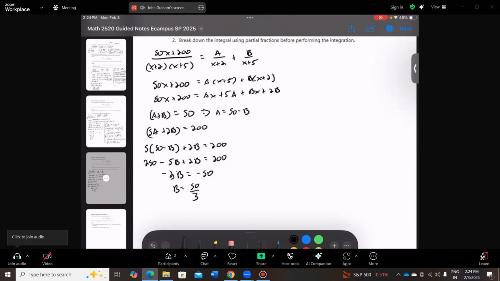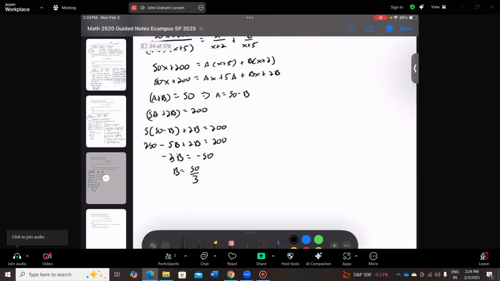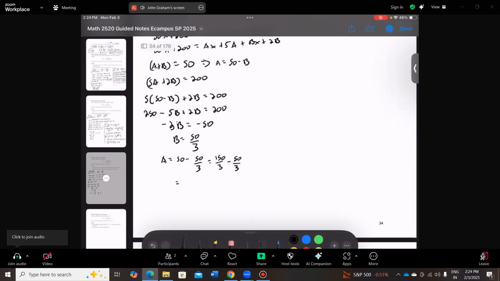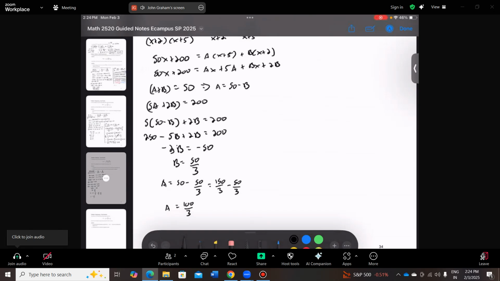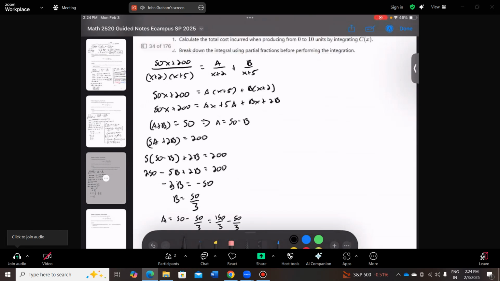Alright, yep, everything's right. And then a equals 50 minus 50 over 3. We'll find a common denominator here. 150 over 3 minus 50 over 3 will give me a equaling 100 over 3. Right, so we have some fractions, but we've seen before these are not that bad.